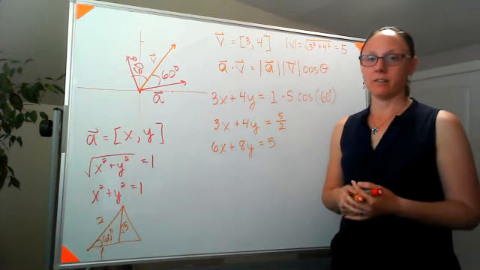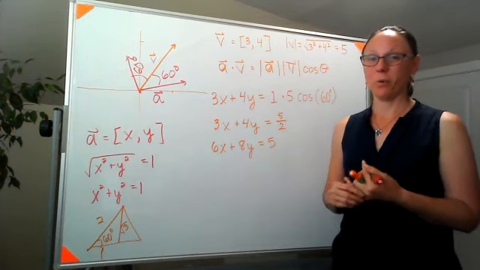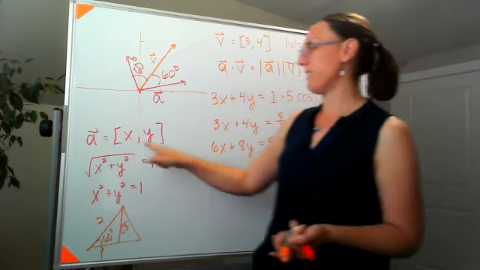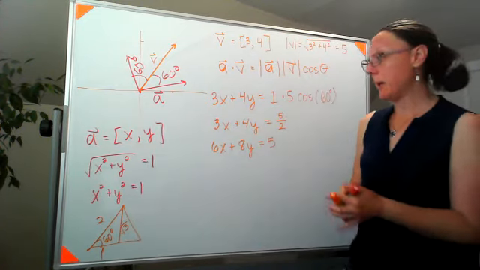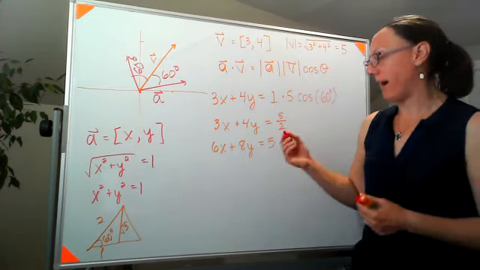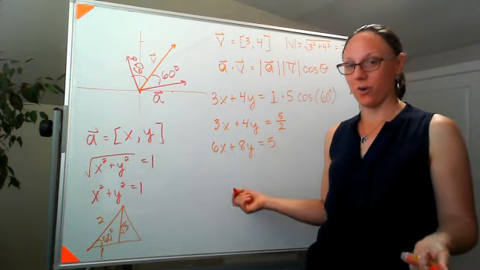Now at this point, that's just an equation, but we were trying to actually find the values of x and y. Good news is we now have 2 equations with 2 unknowns.